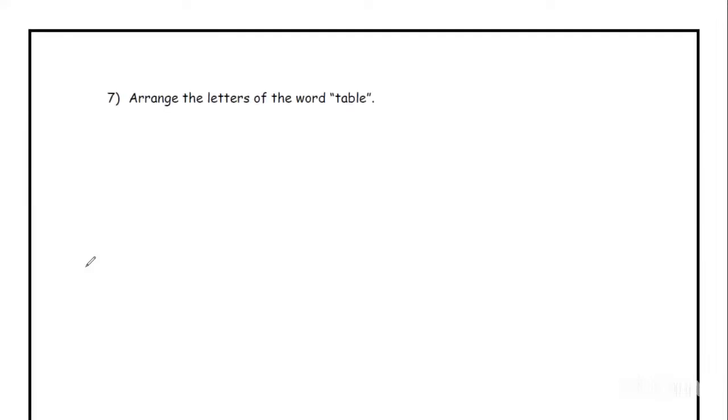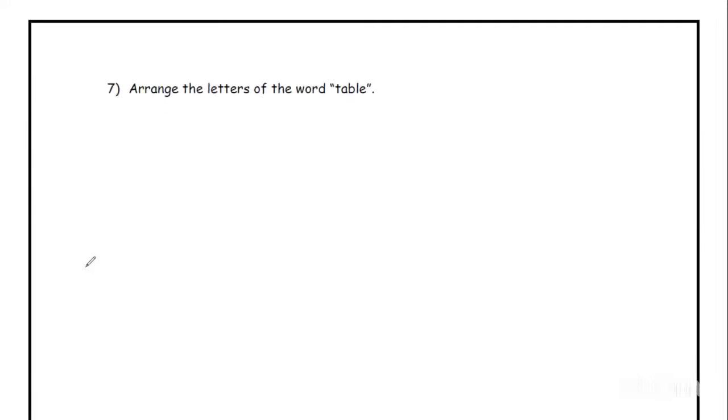Arrange the letters of the word TABLE. So that's the third concept of permutations. There are several types of questions. The third type: when you have to arrange 5 letters, TABLE, how many ways to arrange them? There are just 5 factorial ways to arrange them because there are 5 letters.